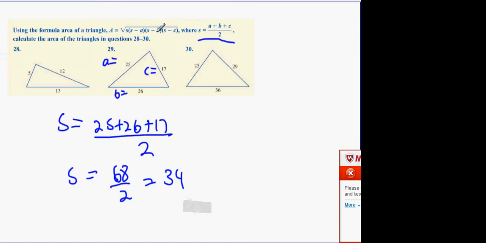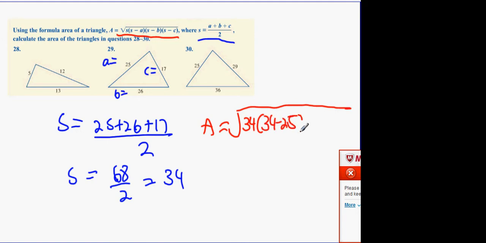Next we're putting that into the area equation. A equals the square root of 34, times 34 minus 25, times 34 minus 26, times 34 minus 17. Now you put all of that into the calculator, and what you get is 204. So you just put it all in the calculator and get 204.